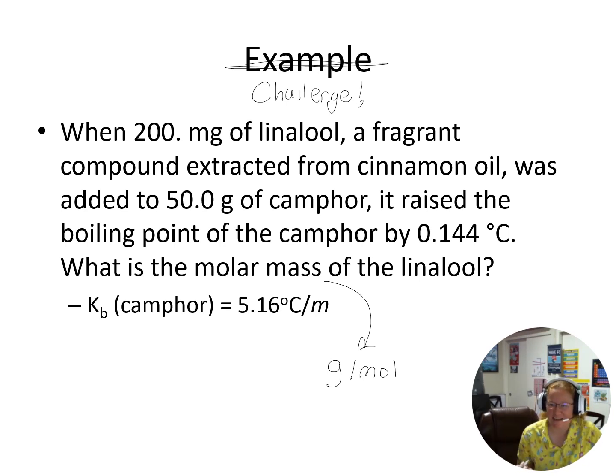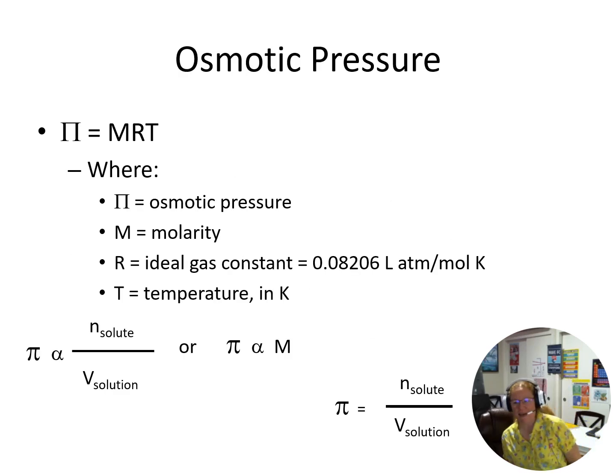All right, the last thing we need to talk about in this section is osmotic pressure. All right, so we have this equation here, pi equals MRT, where we've got osmotic pressure, molarity, what we call the ideal gas constant. It's this 0.08206. It has units of liters times atmospheres divided by moles times Kelvin. And then we have a temperature in Kelvin.